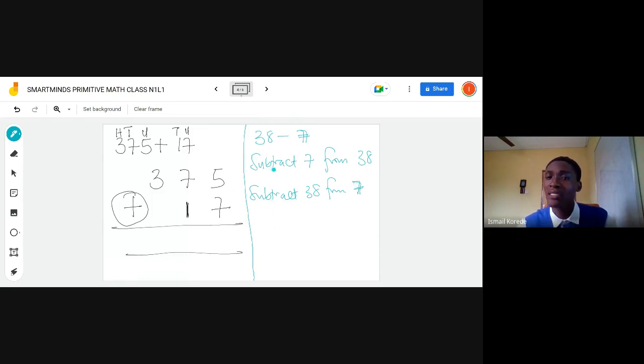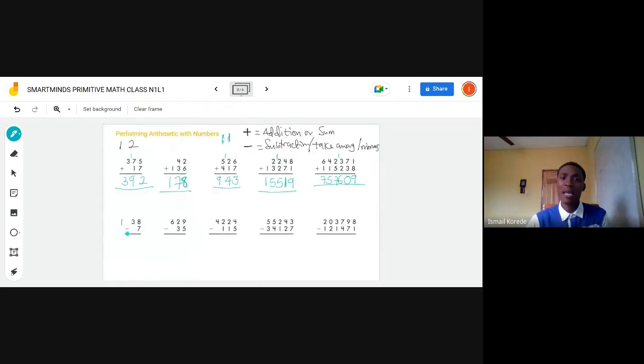So it's wrong to write as subtract 38 from 7. Rather, we say what? Subtract 7 from 38. So whatever you are subtracting must be small. So then you can remove it from the big value. So subtract 7 from 38. Good. So 38 minus 7 now.